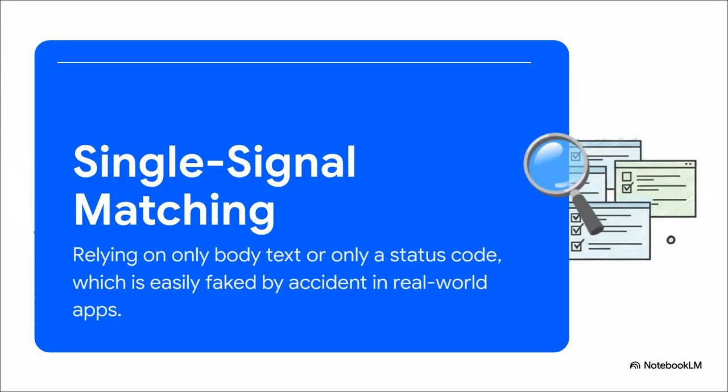But really, almost all of those problems boil down to this one core concept: single signal matching. It's when we build a template that relies on just one piece of evidence. Maybe it's just a word in the body or just a 200 OK status code. In the clean world of a lab, that might work. But out in the real, messy internet, that single clue is just too easy to fake by accident.